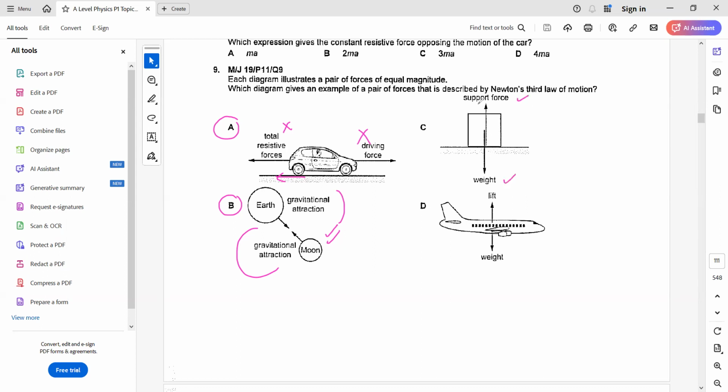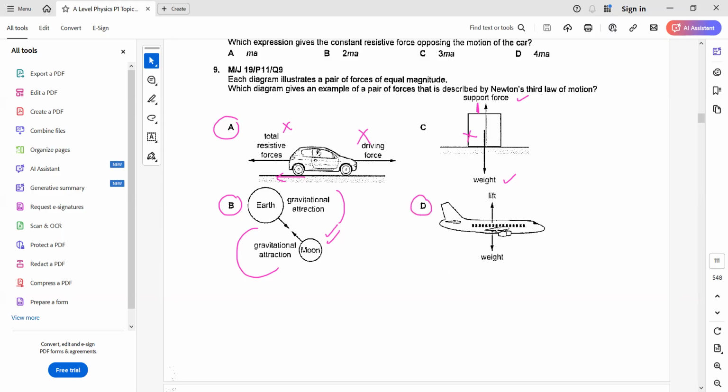See, support force comes from the normal reaction, the contact between the surface. So that is what is supporting this object. And weight comes from Earth. So weight and the support force are not action reaction pairs. So C is incorrect. Let's try D.